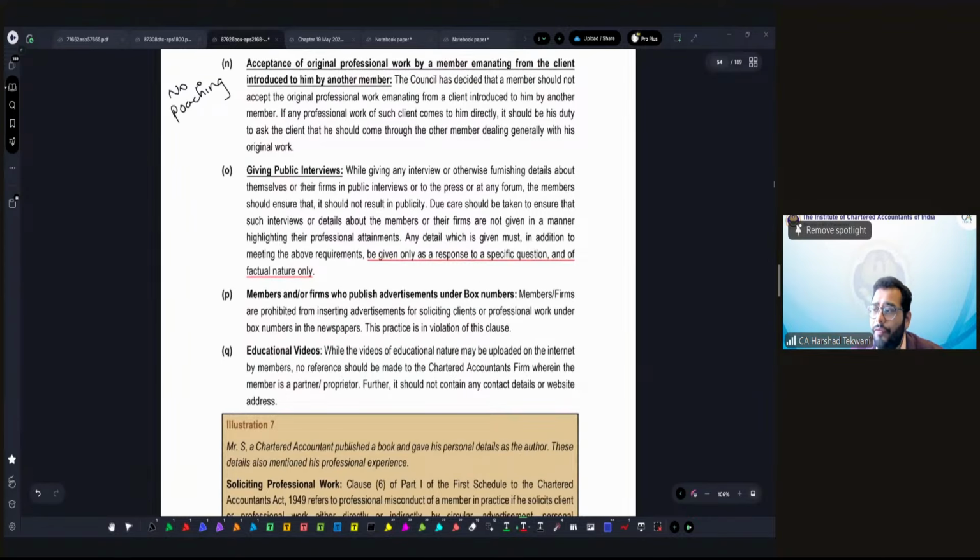Members or firms who want to advertise under box number, PO box number or something like that, you can say. Okay, generally not allowed. You cannot advertise. Like advertisement, it's not allowed generally.